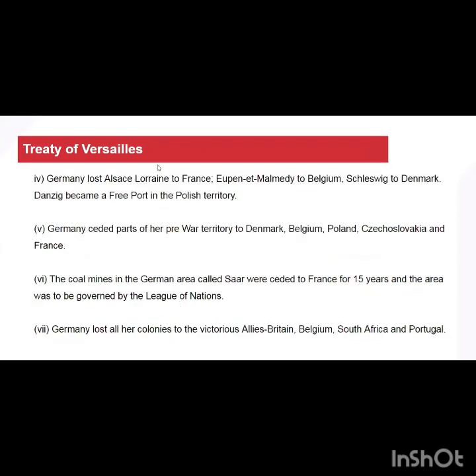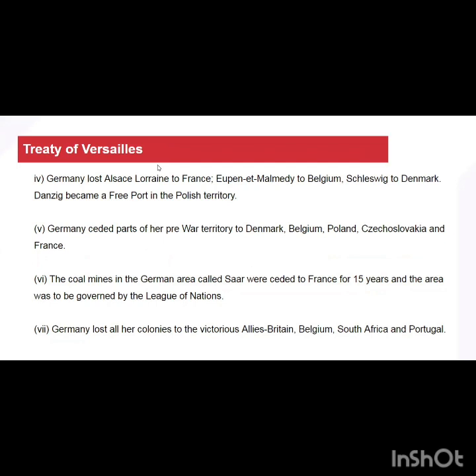The next important thing, all the important German territories, it had to give away. So Germany had to give away Alsace and Lorraine. We had seen this was originally French territory. So now Germany had to return this territory to France. Then it had to give away Eupen and Malmedy to Belgium, Schleswig to Denmark, and Danzig. So actually this war divided Germany into two parts.